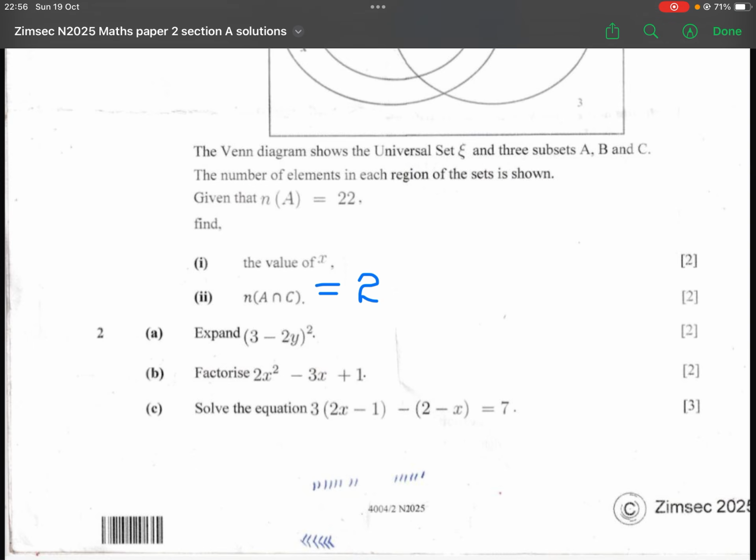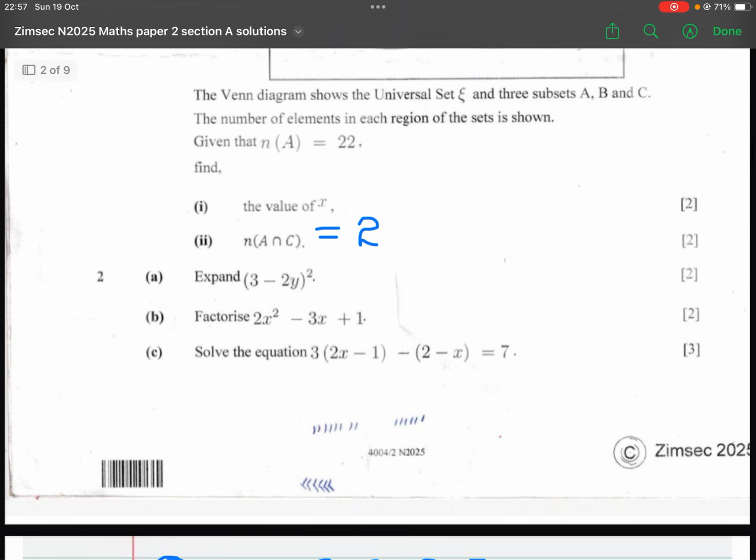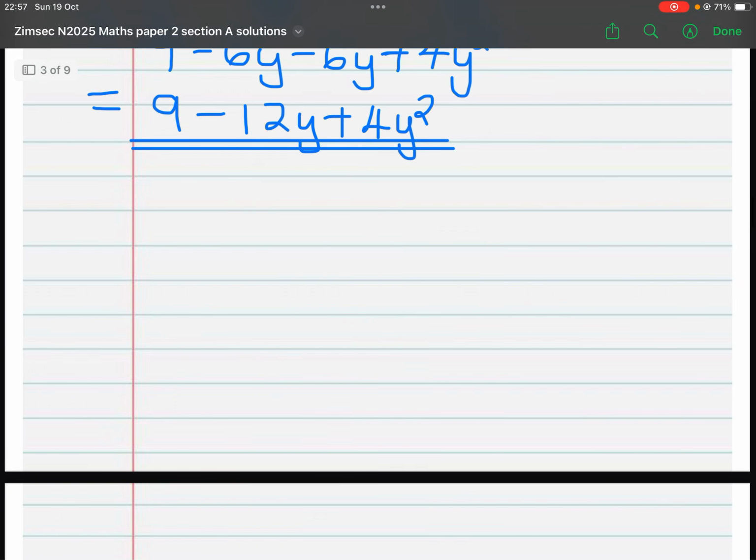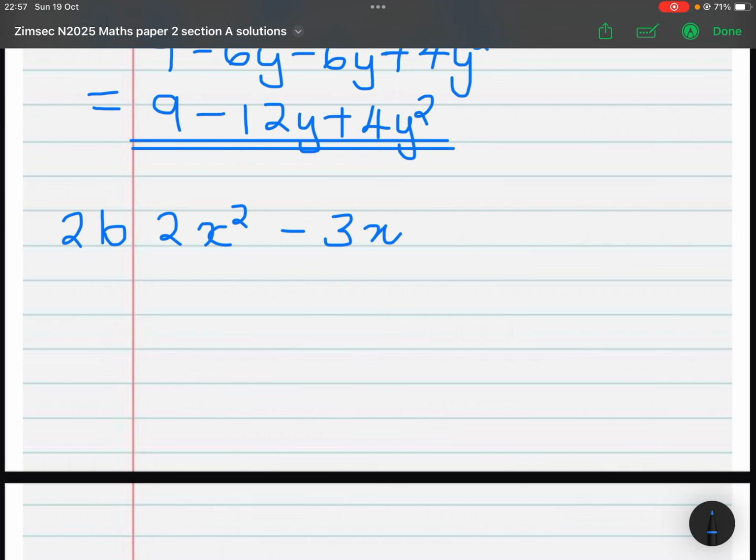On 2B, we are required to factorize 2x squared minus 3x plus 1. And the question is having 2 marks. So let us copy the question and we factorize. So we are now on part B of number 2. This is 2B. We are saying 2x squared minus 3x plus 1. So we say 2x squared times 1, we get 2x squared.